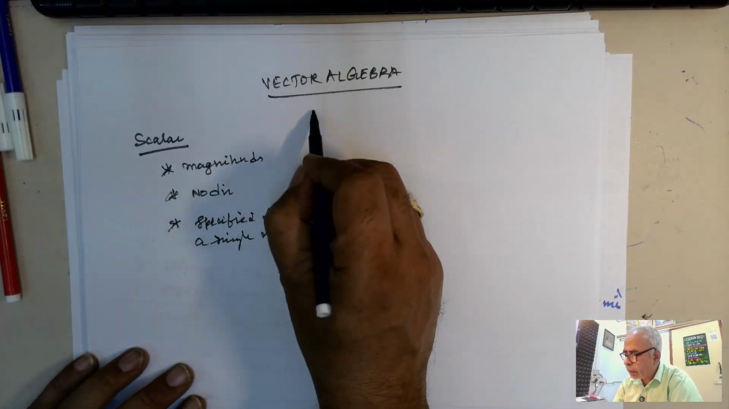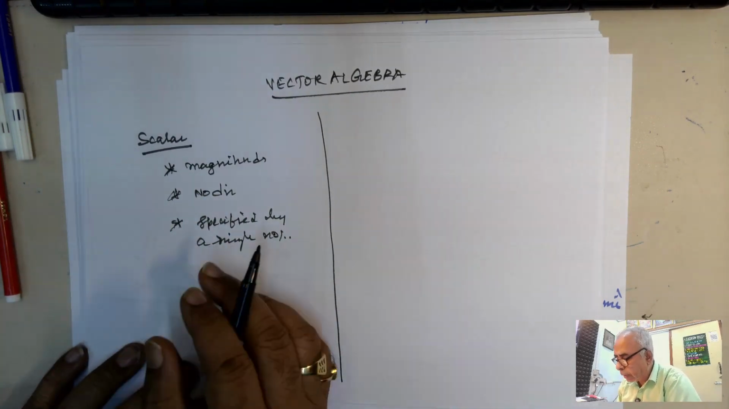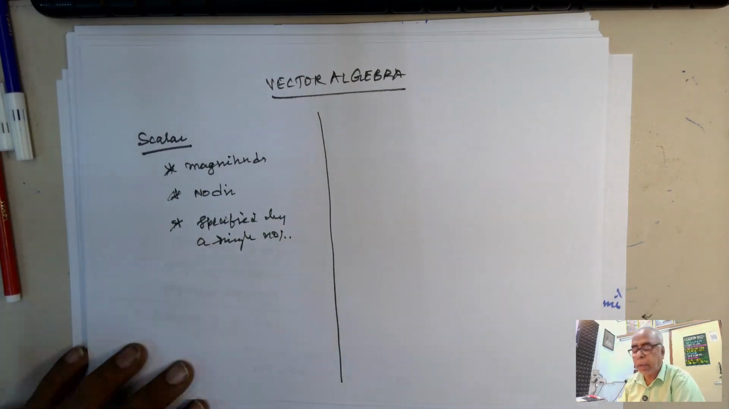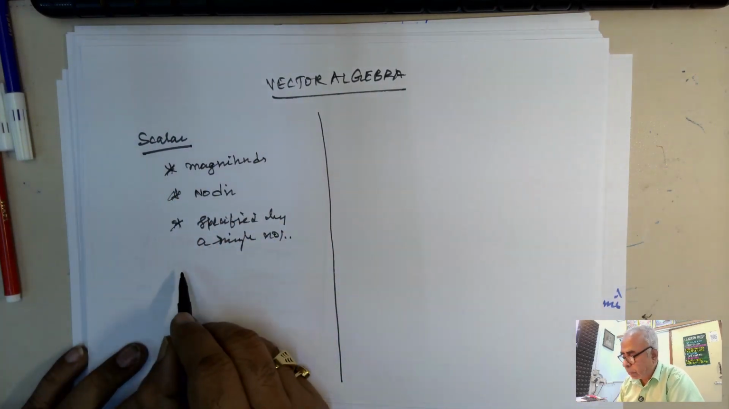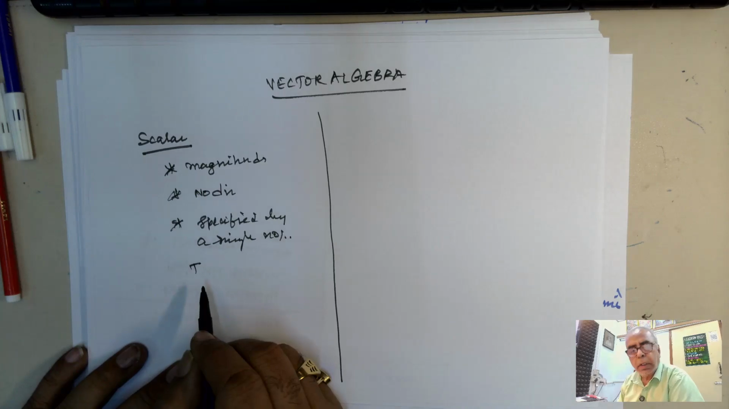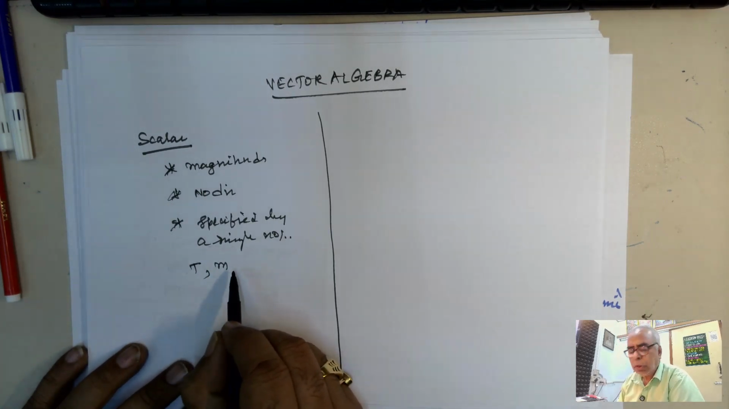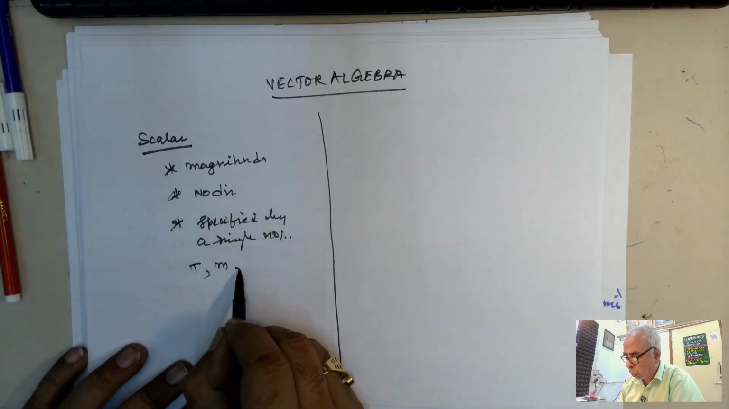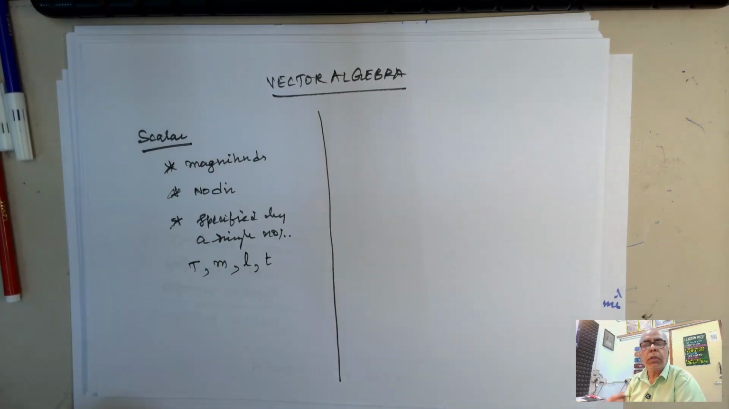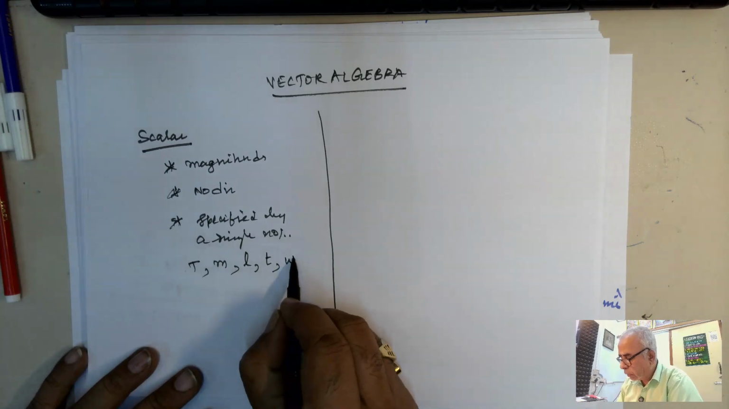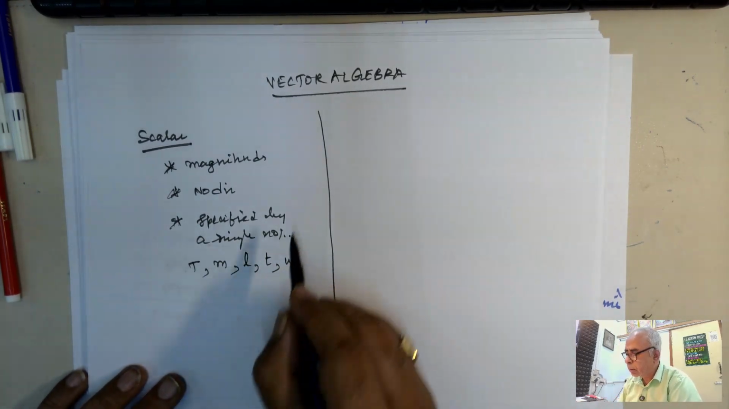So these are all the various modes of explaining the scalar quantity. For example, when you consider temperature, will you mention the direction? No. When you have mass, will you mention the direction? No. So length, time, and including work, W represents work. So these are all scalar quantities.